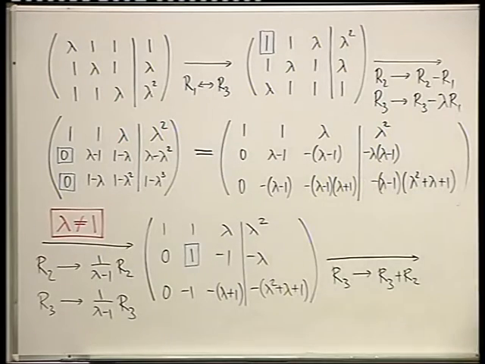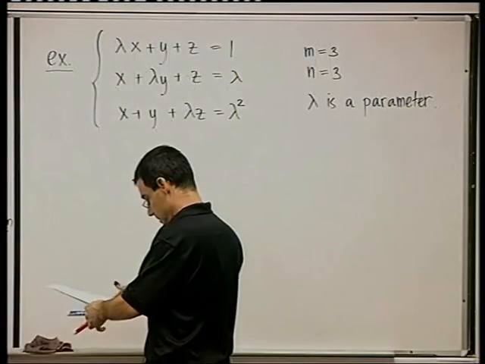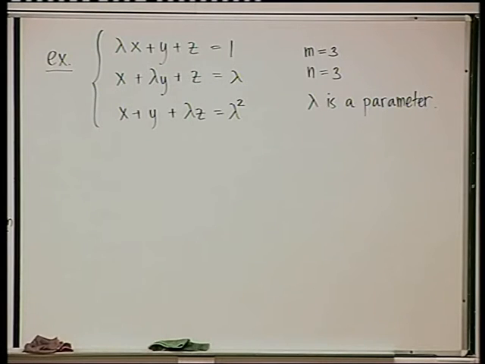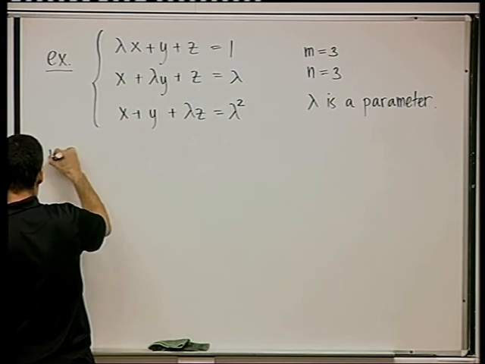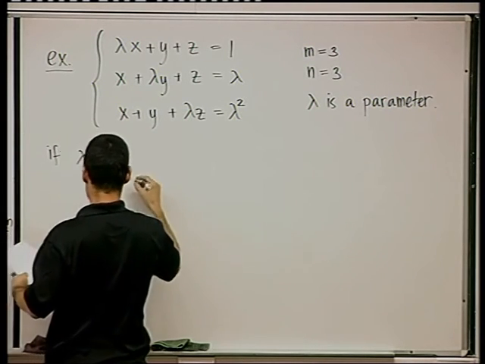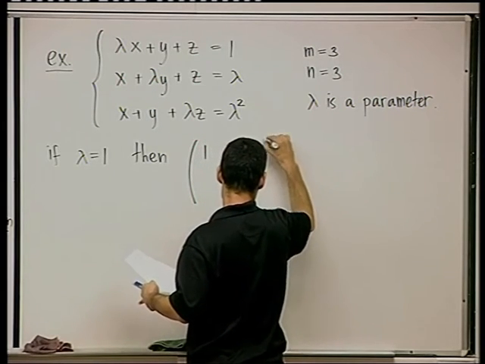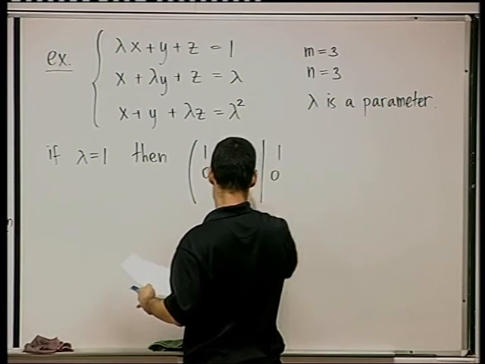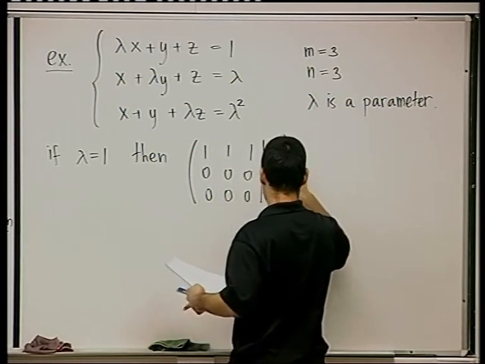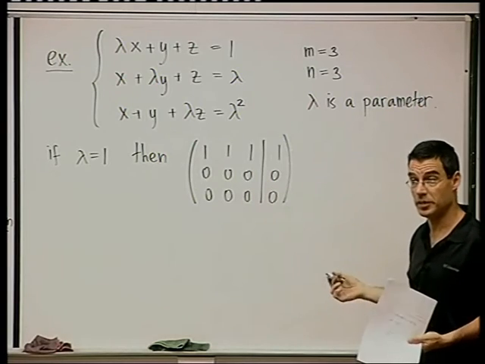So the second case, I don't want to erase the theorem. Let's erase this. So this is the second case. If lambda equals 1, then we get the augmented system 1, 1, 1, 1, 0, 0, 0, 0, 0, 0, 0, 0. Do you agree? That's the system that we get.